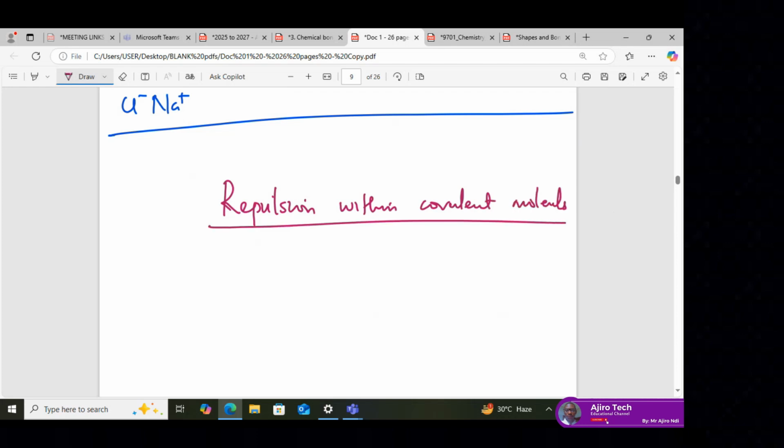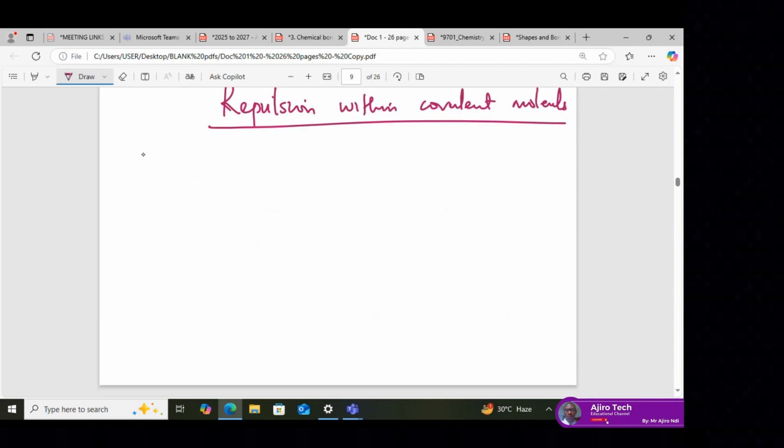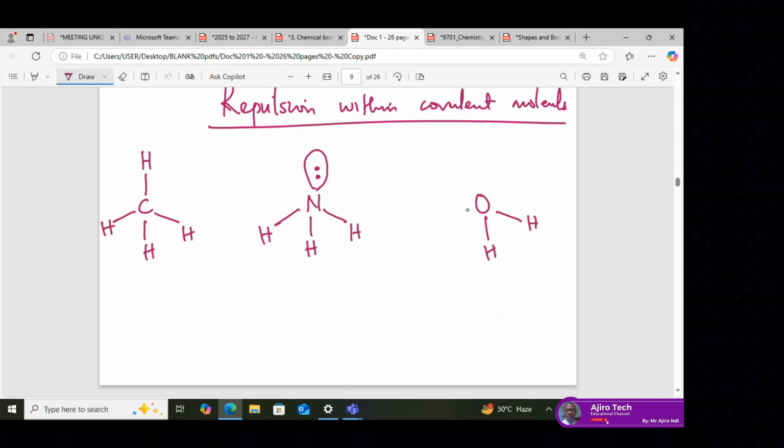I'll show you 4 molecules. Please pay attention. Look at this one, CH4. It has only bond pairs, and they repel themselves equally. When it comes to ammonia, it looks like CH4, but one of the bond pairs is now a lone pair. Do you agree? Water is also like CH4, but 2 of the bond pairs are now replaced with 2 lone pairs. Do you agree?